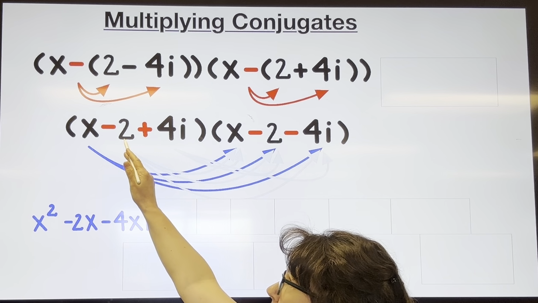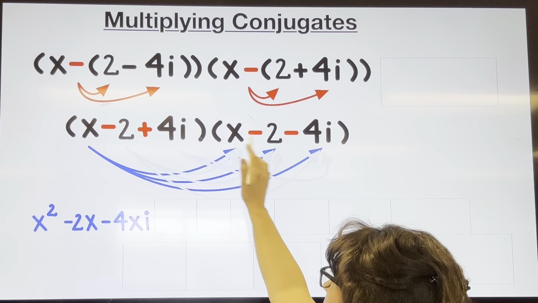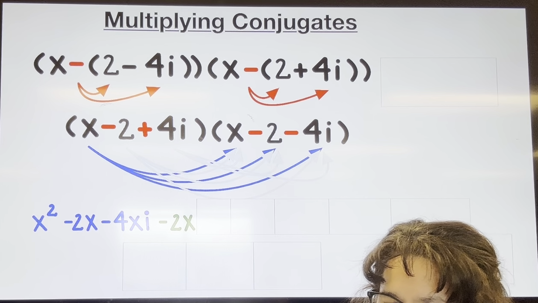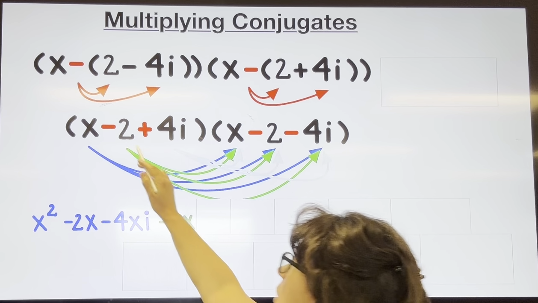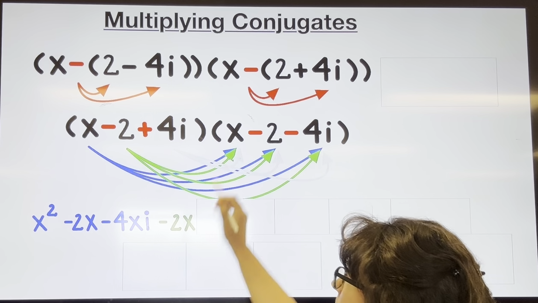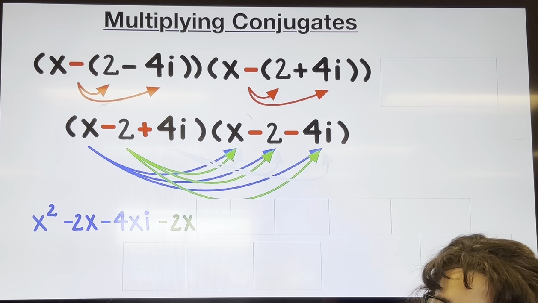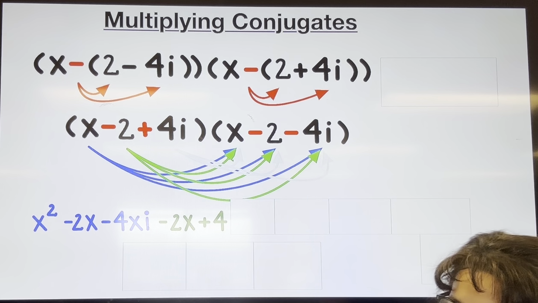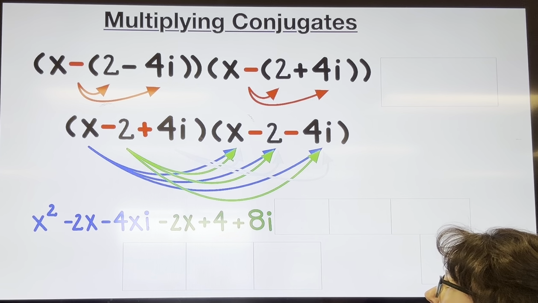Next, I want to multiply this negative 2 times each of these ones. So I'm going to make those green. All right, so negative 2 times x is negative 2x. Negative 2 times negative 2 is plus 4. Negative 2 times negative 4i is positive 8i.